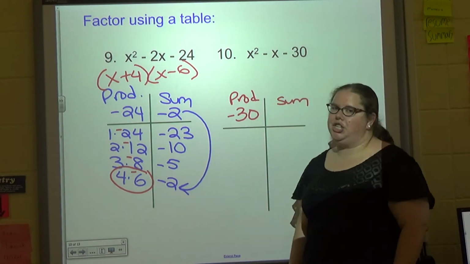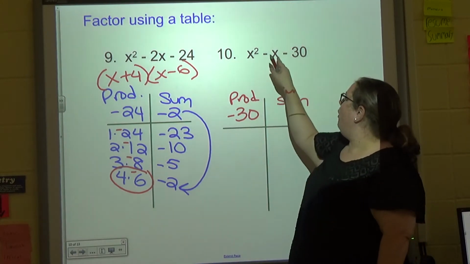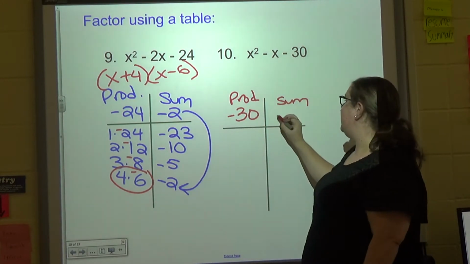What's the coefficient of x? The coefficient of that negative x is negative 1.